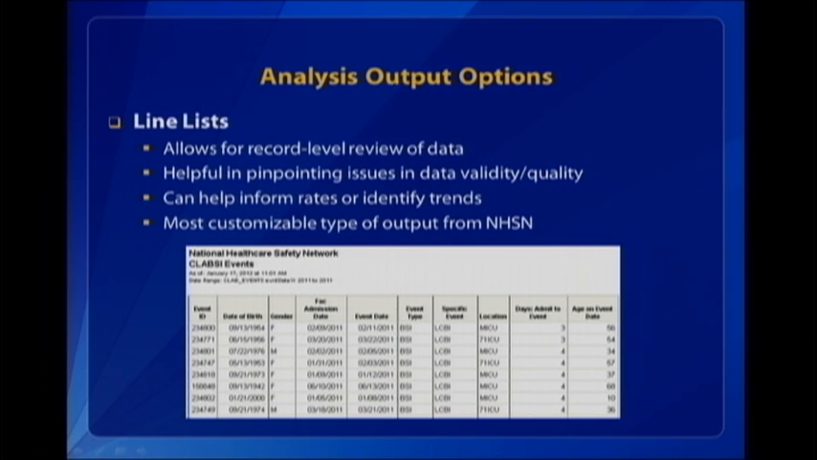Okay. So I'm going to briefly describe some of the basic analysis output options we have. I think everybody here is familiar with the concept of a line list, and in NHSN, it's really no different. It provides a detailed record level review of all of your data. It can be really helpful in identifying any trends or identifying any data quality or accuracy issues, and it is the most customizable report that you can get from NHSN.